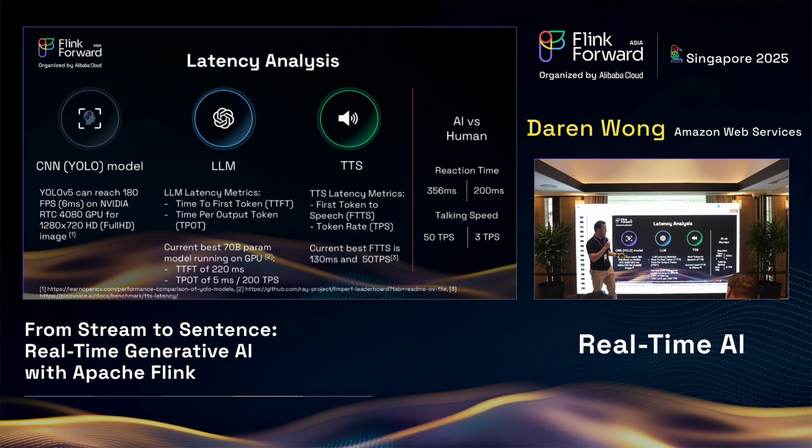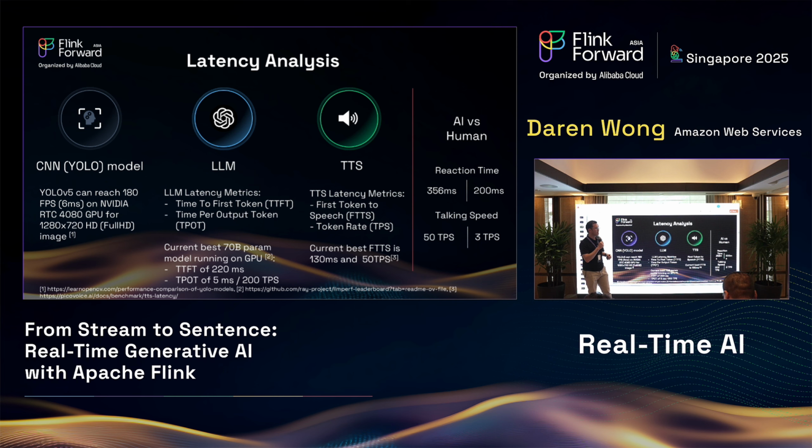So currently the best 70 billion parameter model LLM running on a GPU can achieve a TTFT of 220 milliseconds and a TPOT of 5 milliseconds, or 200 tokens per second.